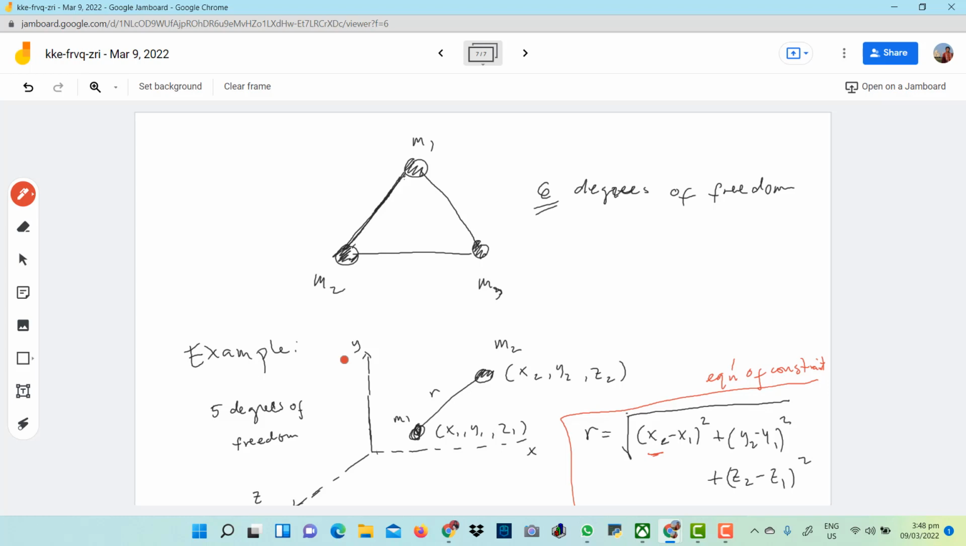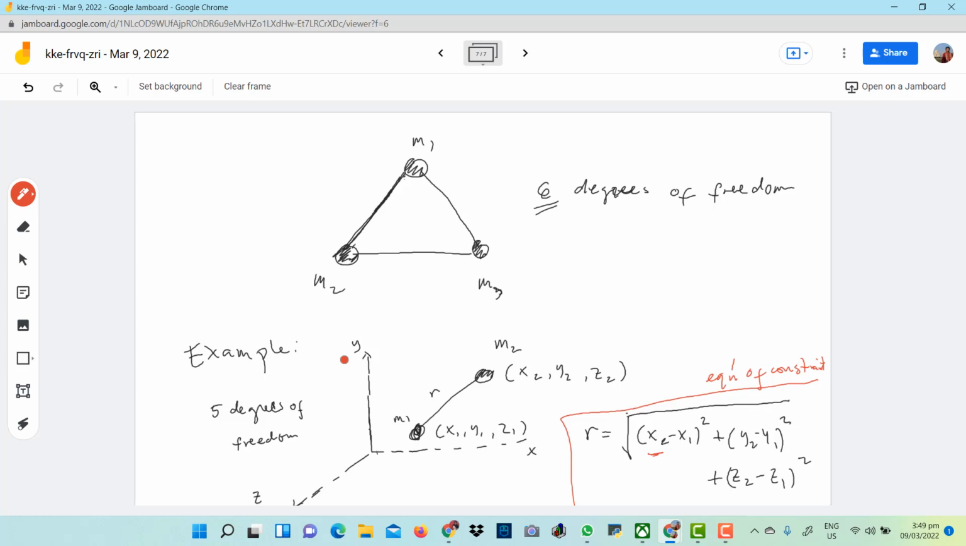Because any of these variables can become a dependent variable because of this equation of constraint. Okay? If there were no equation, you should have 6 degrees of freedom: x1, y1, z1, x2, y2, z2 are independent variables. But when you have an equation of constraint, only 5 are independent variables, and one of them you can solve using this equation of constraint. So that's why I have 5 degrees of freedom.